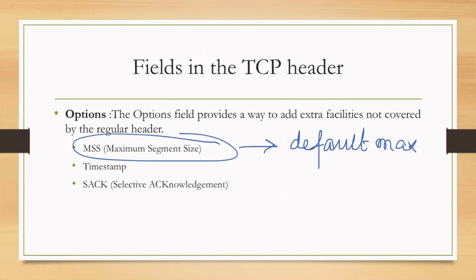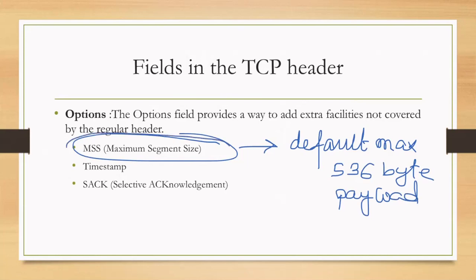The default size is 536 bytes. This is of course excluding the header. This is only the payload. So if at the time of connection establishment, this negotiation is done between the sender and the receiver, then this can be one of the options.